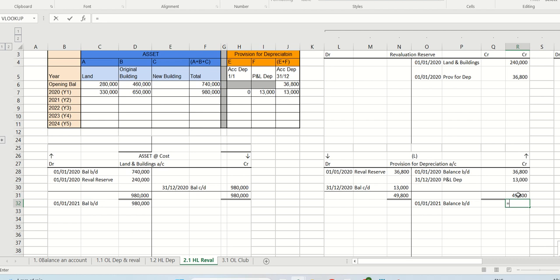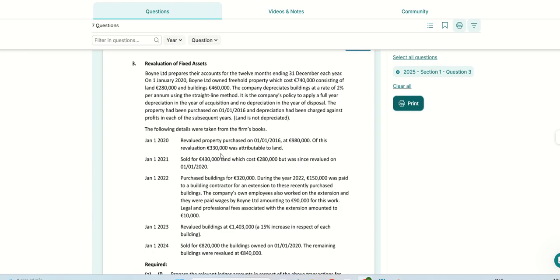You'll be well able for this at this stage. So starting off year 2 with a lovely opening balance of 13,000 and a nice asset balance of 980,000. We are ready for year 2. We don't balance the revaluation reserve account. We don't have to do that in this question.